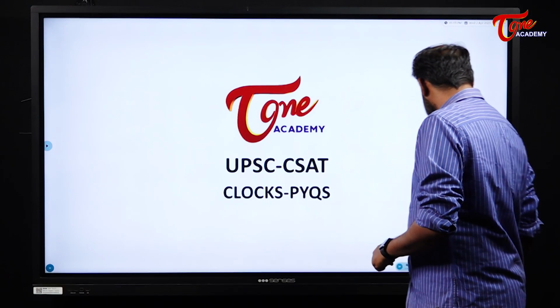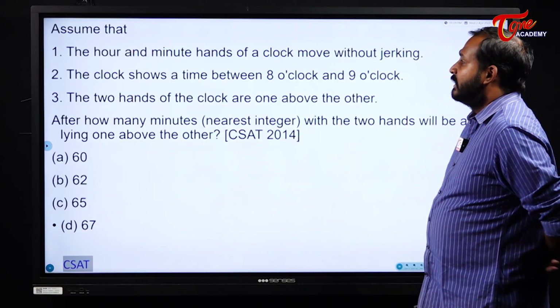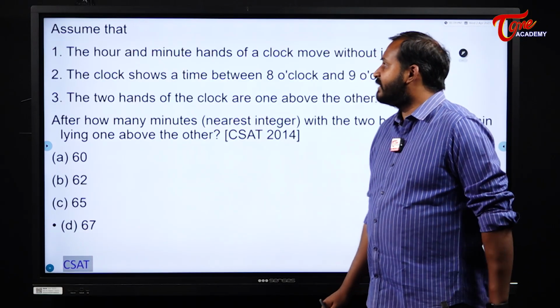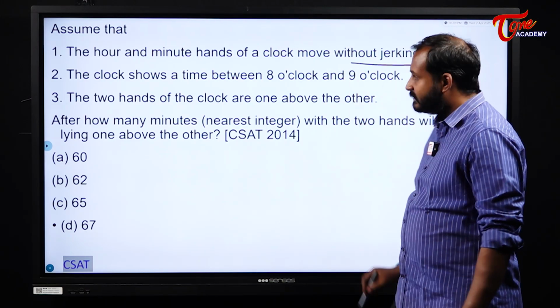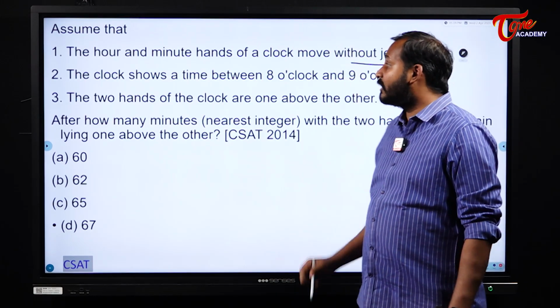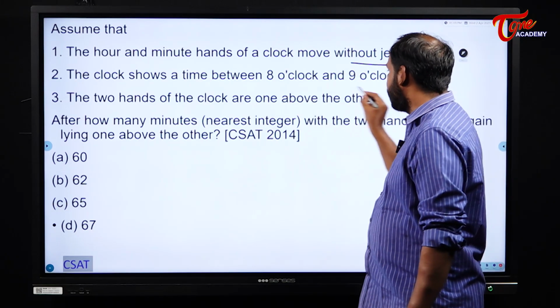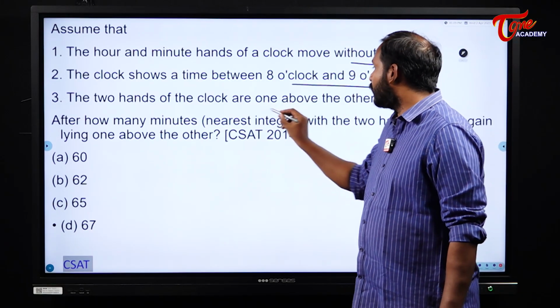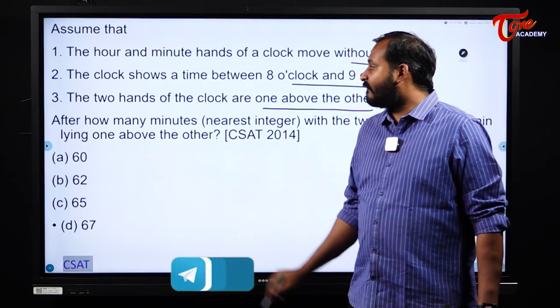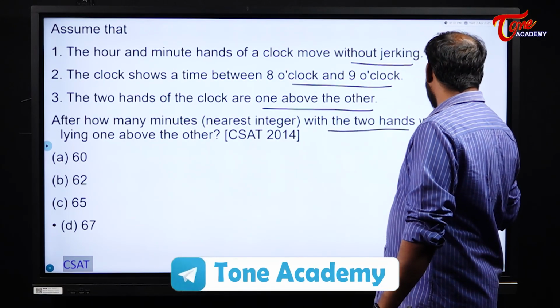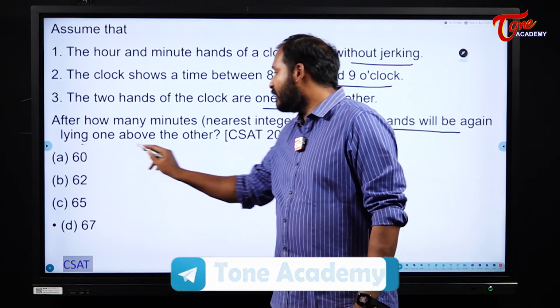First one. Assume that the hour hand and minute hand of the clock move without jerking. The clock shows a time between 8 o'clock and 9 o'clock. The two hands of the clock are one above the other. After how many minutes will the two hands again be lying one above the other?